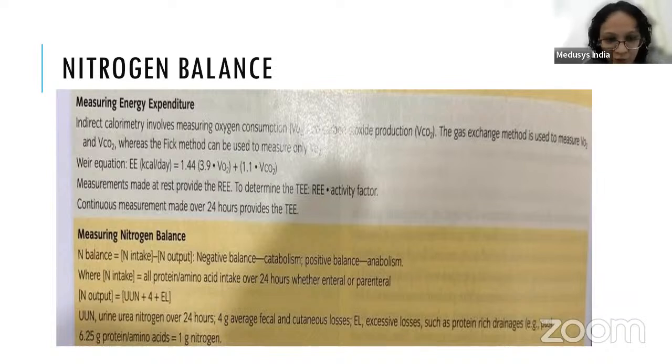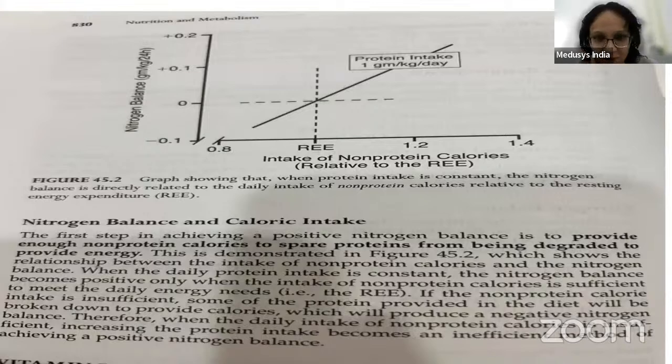What I just wish to show is after that there is a graph, which shows the relation between nitrogen balance and intake of non-protein calories. What I wish to highlight here is that if we take enough non-protein calories to spare proteins, then we can have a good nitrogen balance.